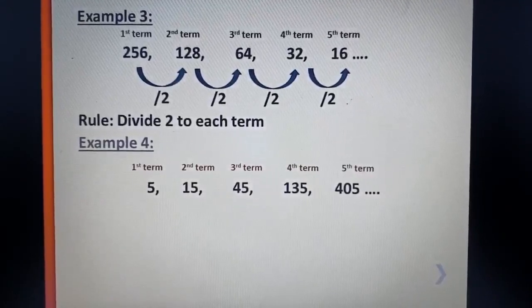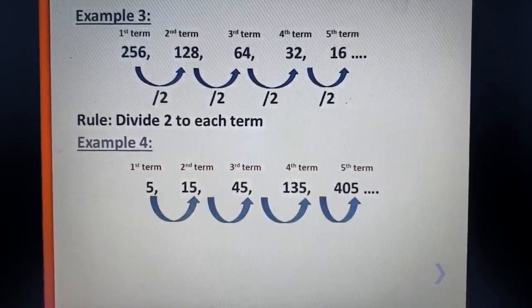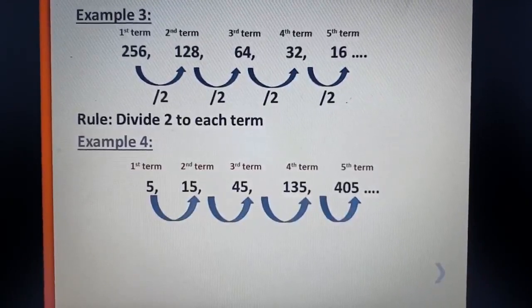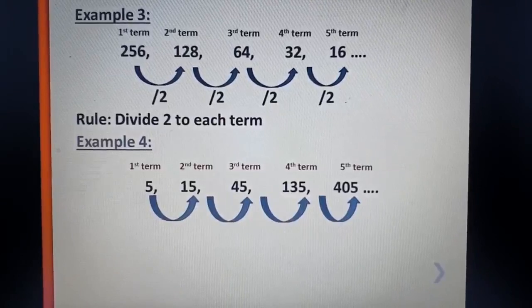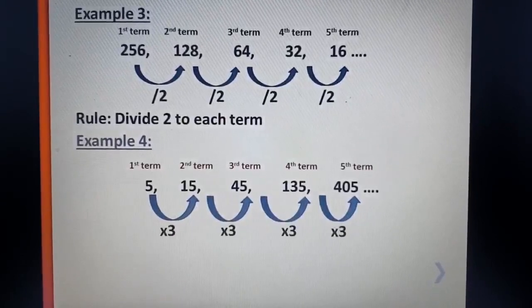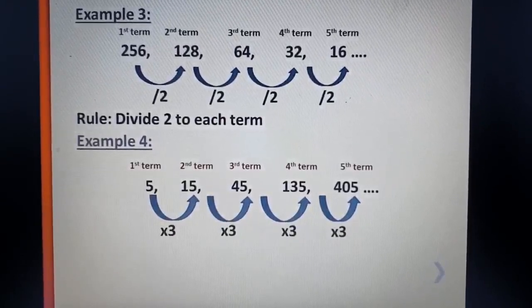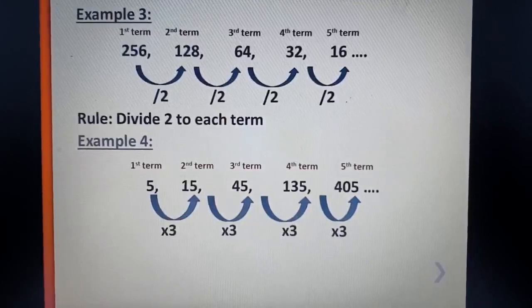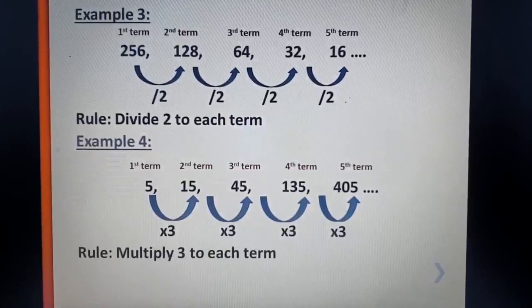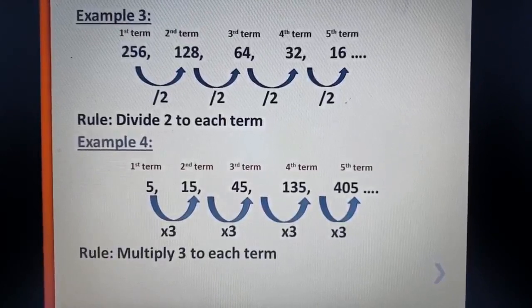Then check with the other numbers. 5 into 3 is 15, you know. What is 15 into 3? Yes, 45. Again 45 into 3. Yes, 135. So what is the rule here? It is multiplying with 3. So the rule here is multiply 3 to each term.